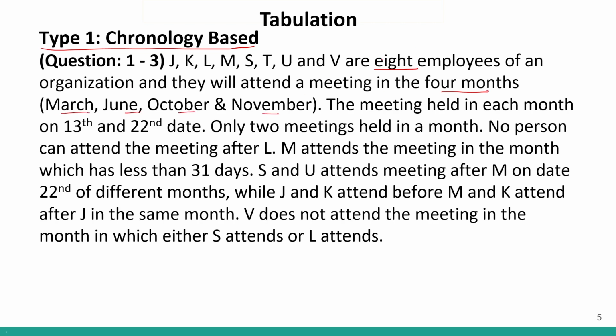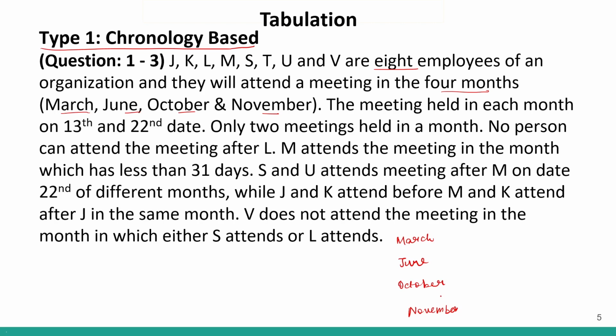So there is an office. In this office we have 8 people, J, K, L, M, S, T, U and V, and they are attending a meeting. Each of them goes in a month, on a particular date, and the months are either March, June, October or November. So they attend the meeting in March, June, October or November.